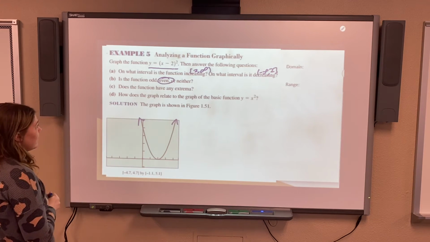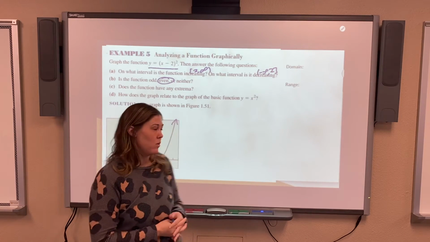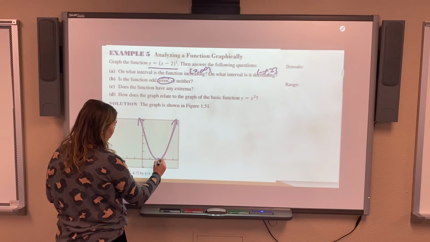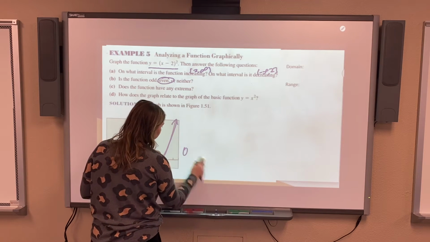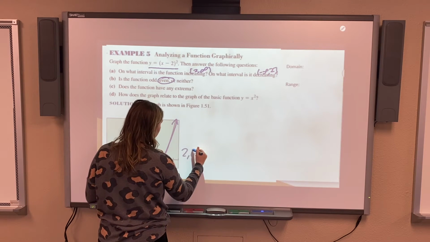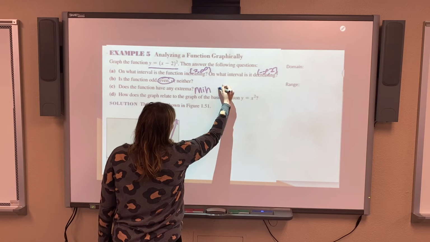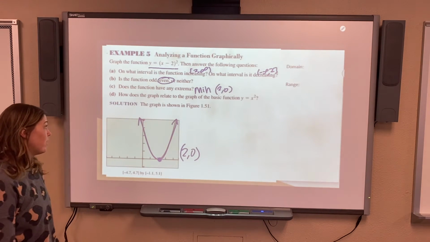Does the function have any extrema? And so we look and see if we have any max or mins and see what that value is. And so it's a parabola, and our minimum vertex is right there at (2, 0). And so that is our minimum at (2, 0).